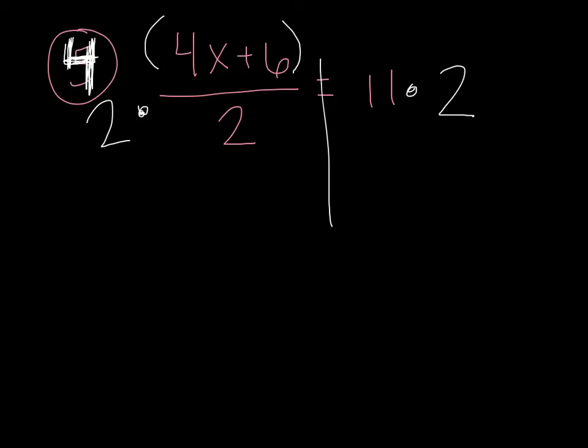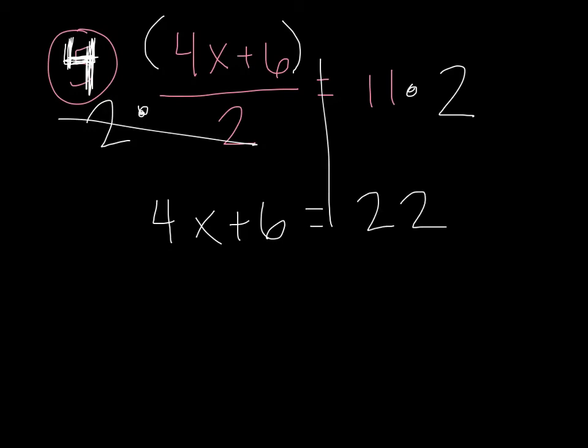Okay, 2 times 2 and multiplied and divided by 2 cancels. So we're just left with 4x plus 6 on this side. On the other side, 11 times 2 is 22. And then now, after one step, it looks like a 2-step equation.